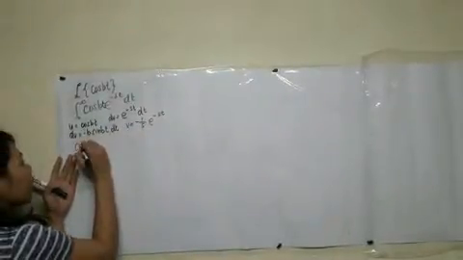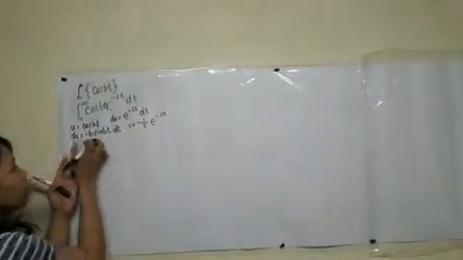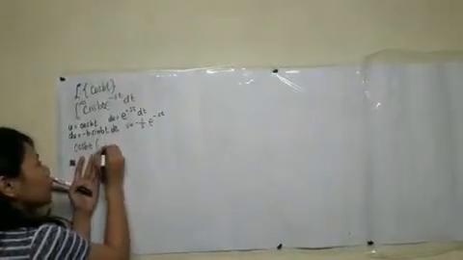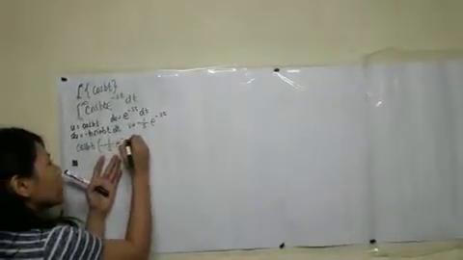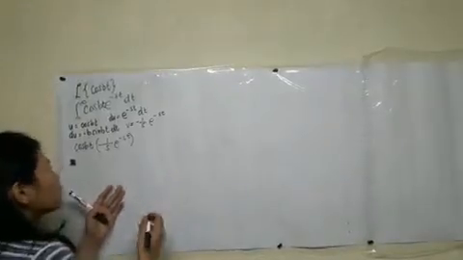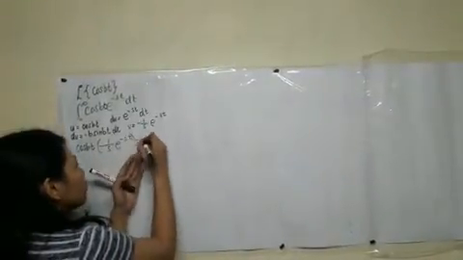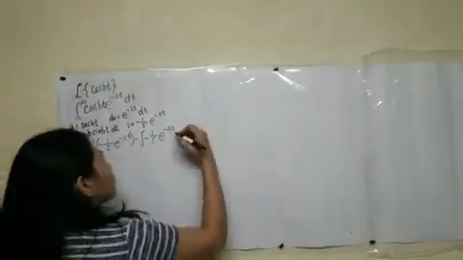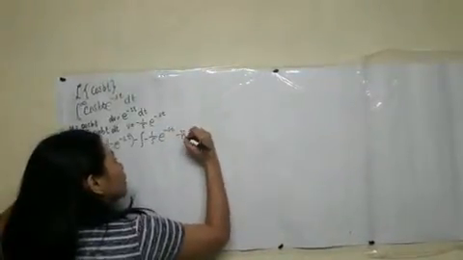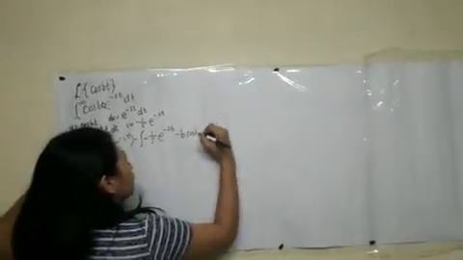So from the definition of integration by parts, uv, cosine bt times v, which is negative 1 over s e raised to negative st, minus the integral of v du, which is negative 1 over s e raised to negative st, times our du, which is negative b sine bt dt.